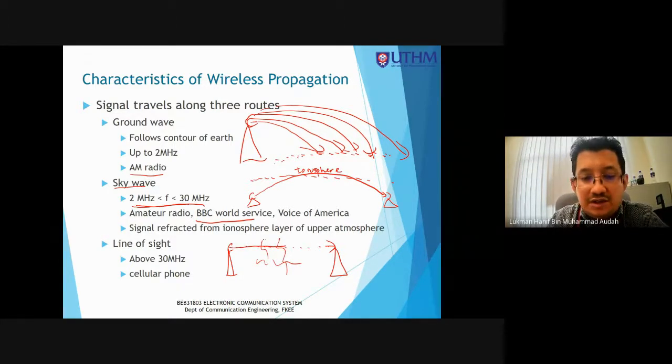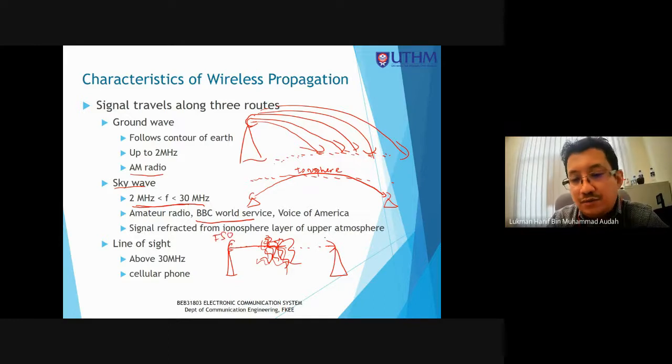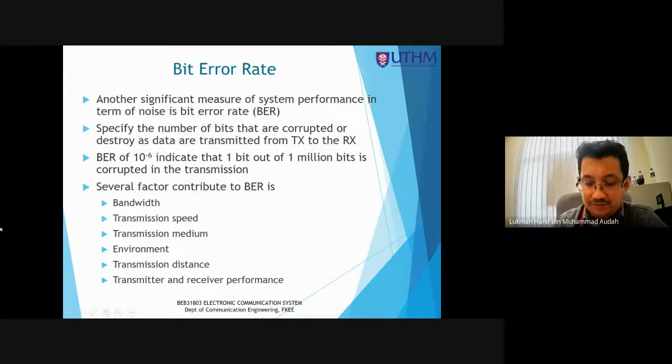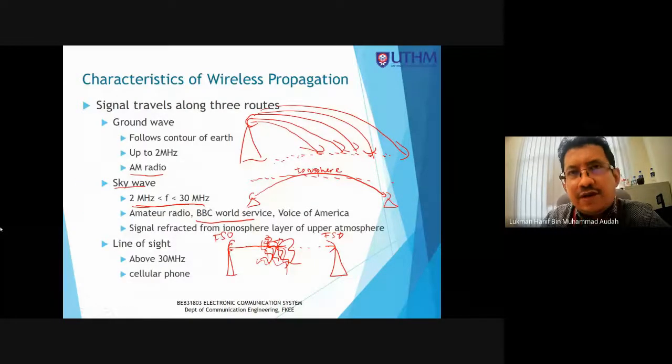Kalau ada gangguan di sini, maka akan ada what we call as attenuations yang besar. Okay, so line of sight biasanya dia menggunakan FSO, free space optic. So ini kalau you lihat di UTHM ada banyak. We send from one building to another building. Okay, for example, from the main campus to the residential place, student residential place.